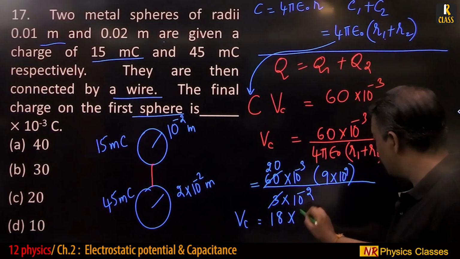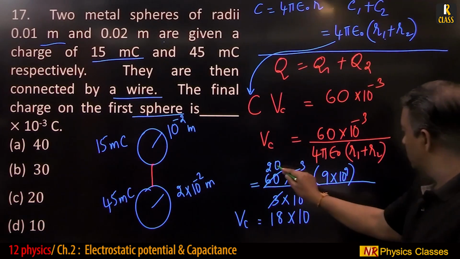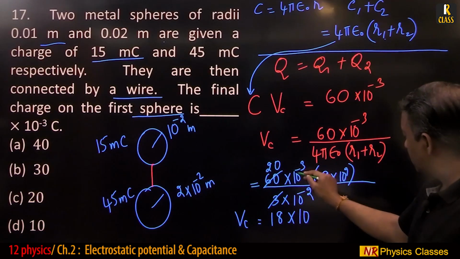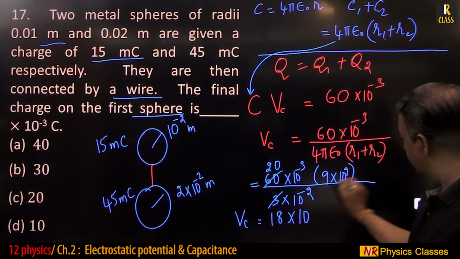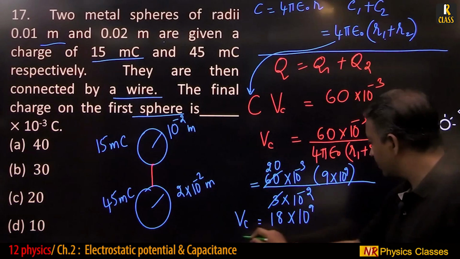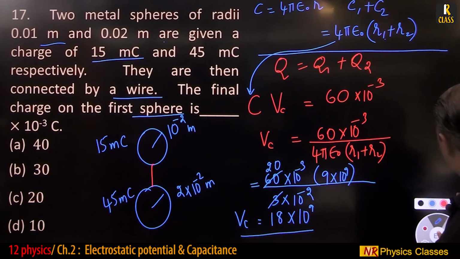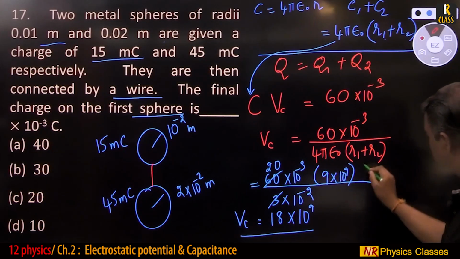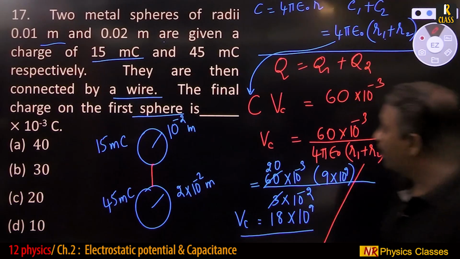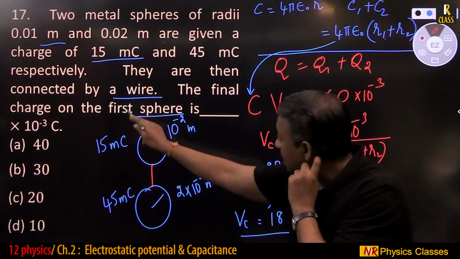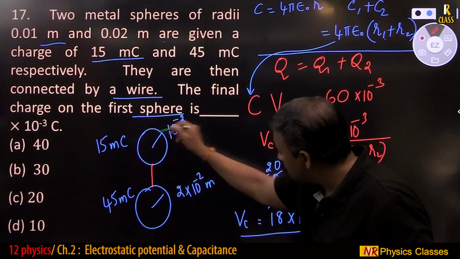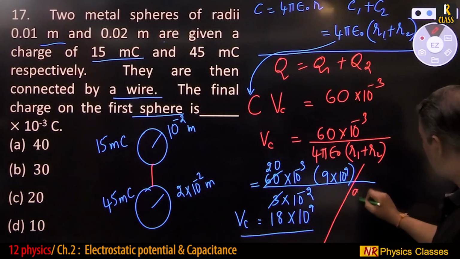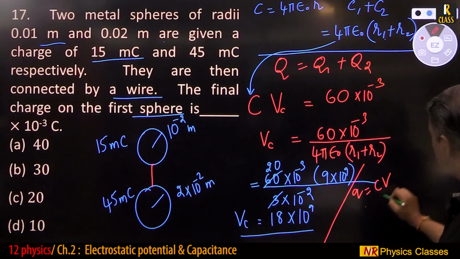18 × 10^9, minus 3 × 10^-2, minus 2... the 10^-2 gets cancelled, leaving 10^9. Okay. Now what we want is the final charge on the first sphere. Final charge on the first sphere means Q equals CV.